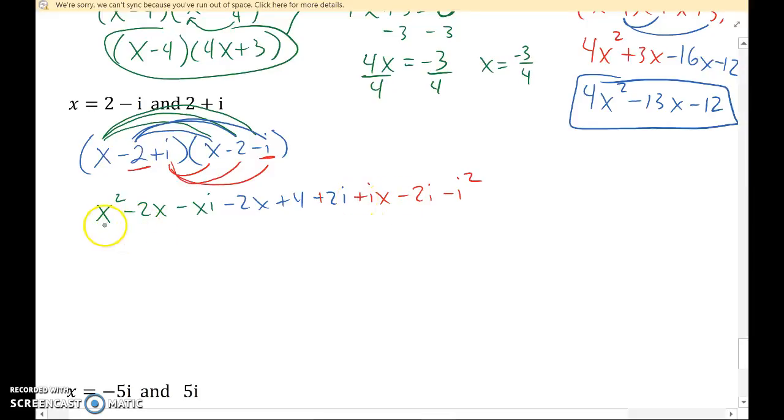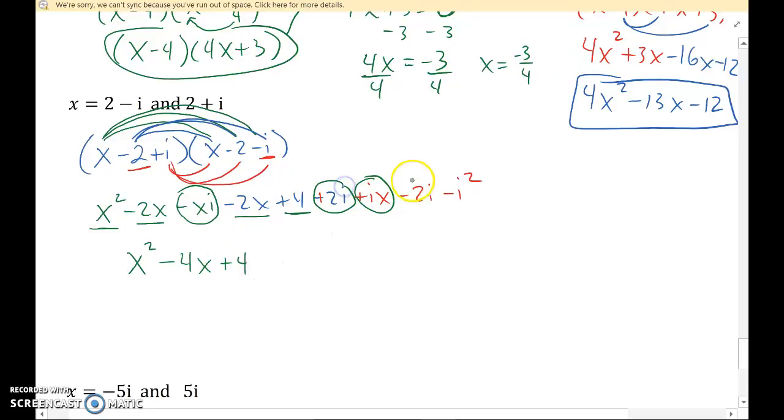Now we want to combine like terms, and I do have 9 terms here if you want to count them. There is only one x squared term, so we get x squared. And then there are 2 negative 2x terms, which gives us negative 4x. The negative xi and positive xi cancel. There's only one constant term, so plus 4.